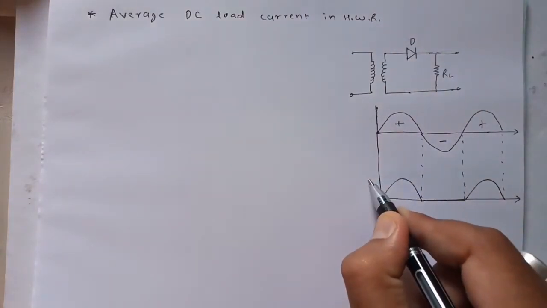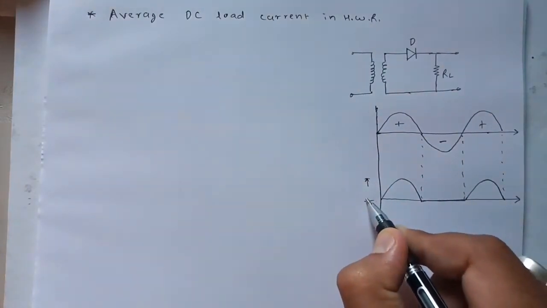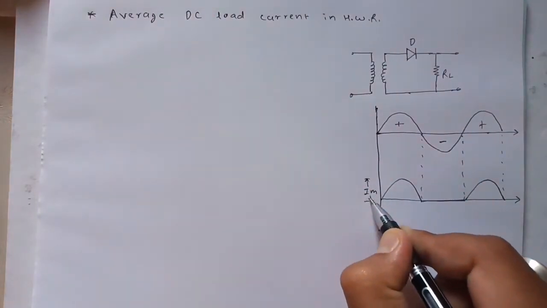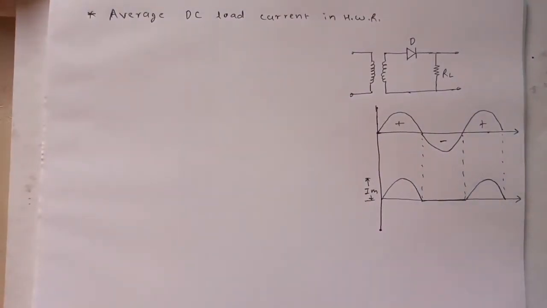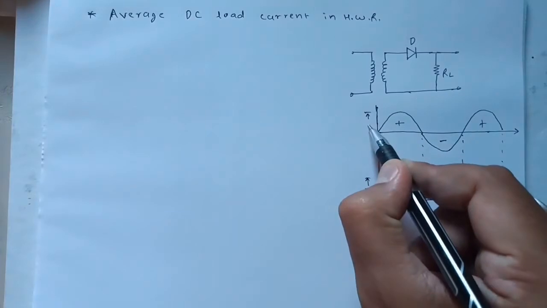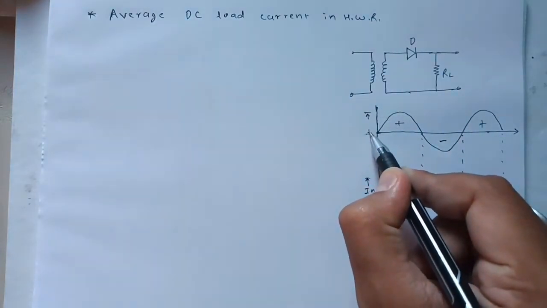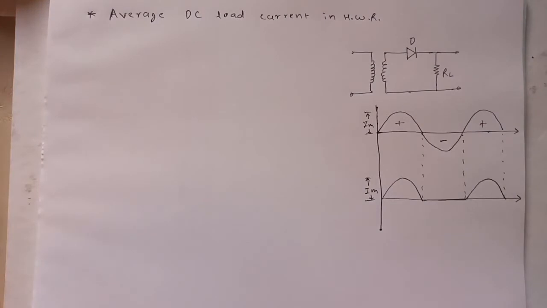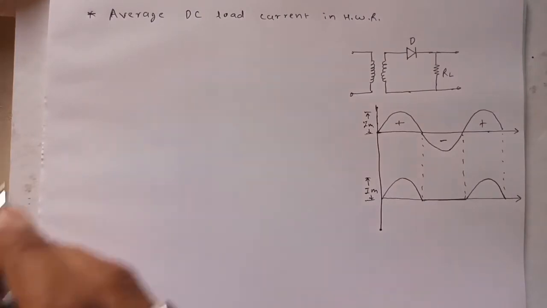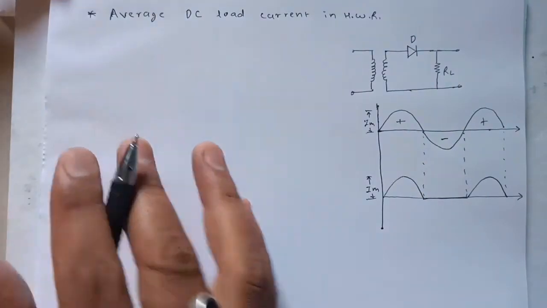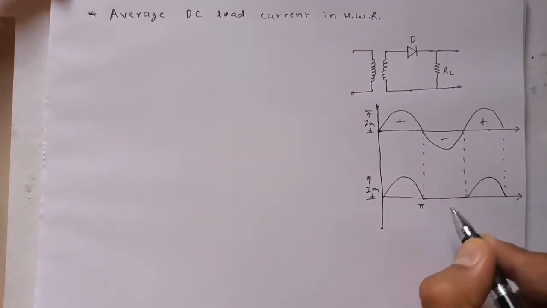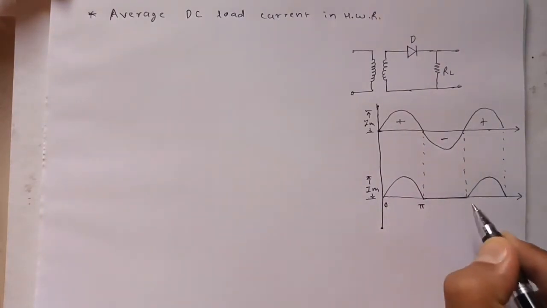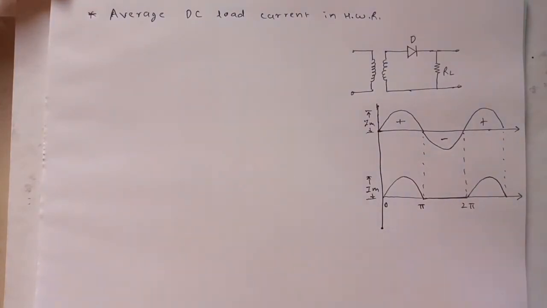Let us consider that this is the peak value of the current available at the output, as we are interested in deriving the equation for average DC load current. That's why I am taking the notation in terms of current. So approximately the maximum value of current can be the same here. With this brief theory, let us go for the equation. Let me first notate this from 0 to pi, and this is pi to 2 pi, and hence on it will go on.